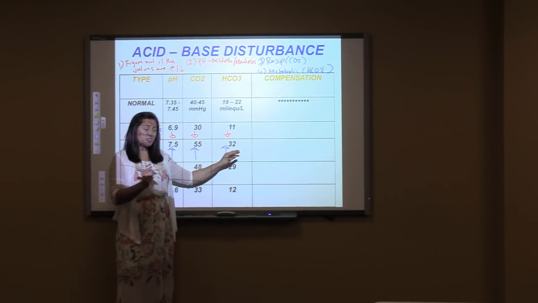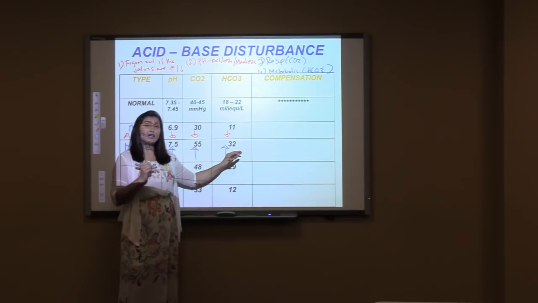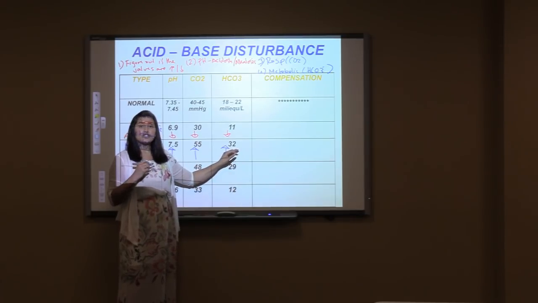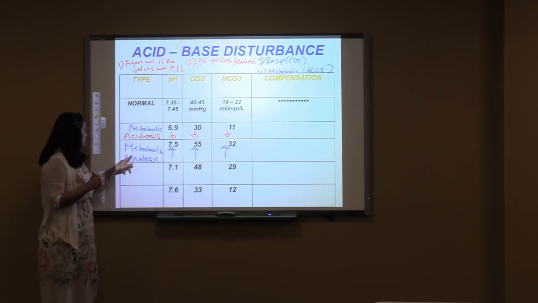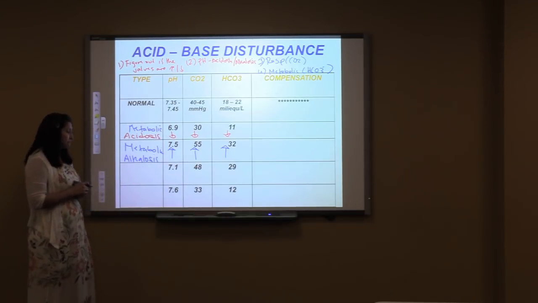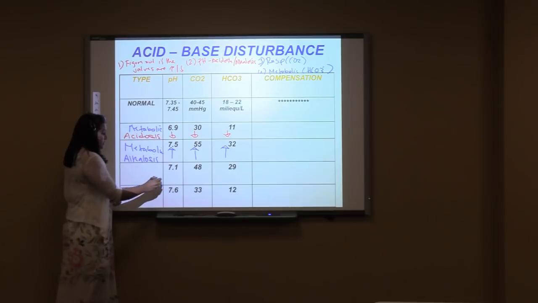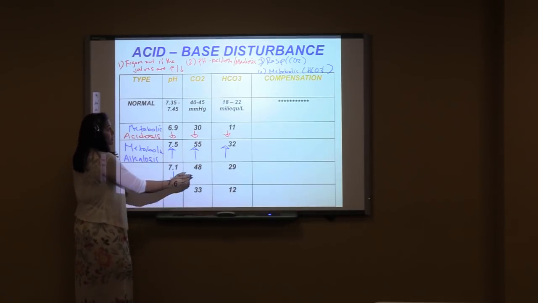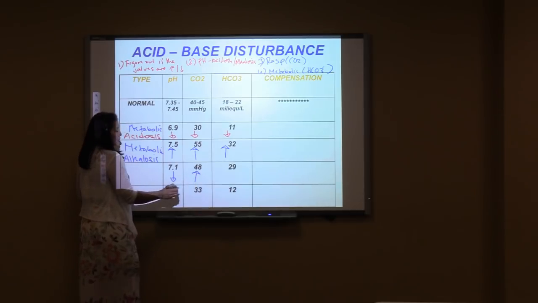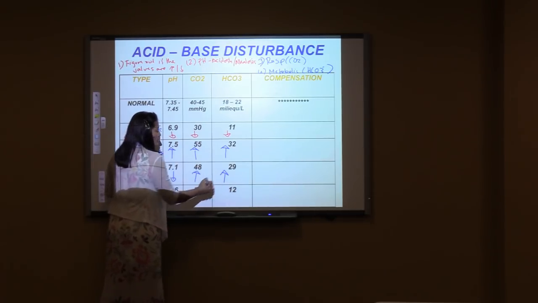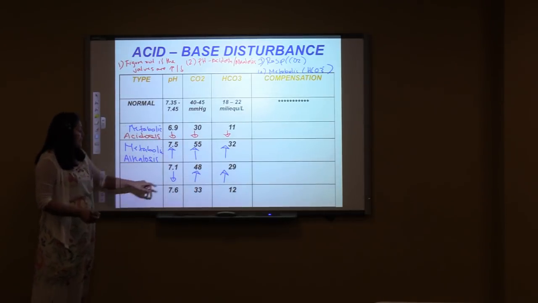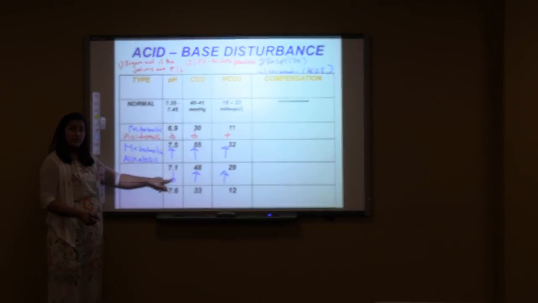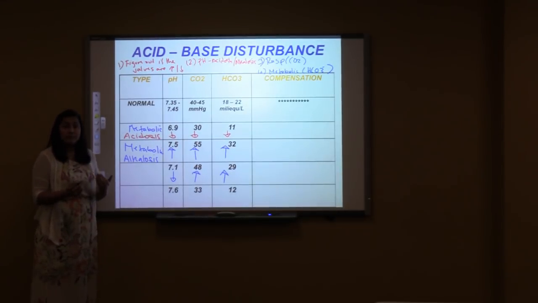I just want to double check my answer. So if somebody has metabolic alkalosis, what should my bicarbonate levels be? They should be high. It's high, so this is metabolic alkalosis. This one, again, you figure out if it's increased or decreased. 7.1, so it's decreased. 48, increased. 29, increased. Now, because the pH is decreased, it tells me I'm in acidosis.